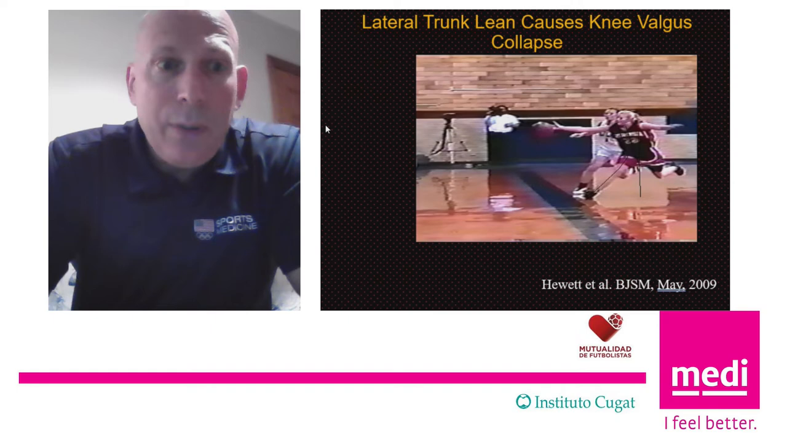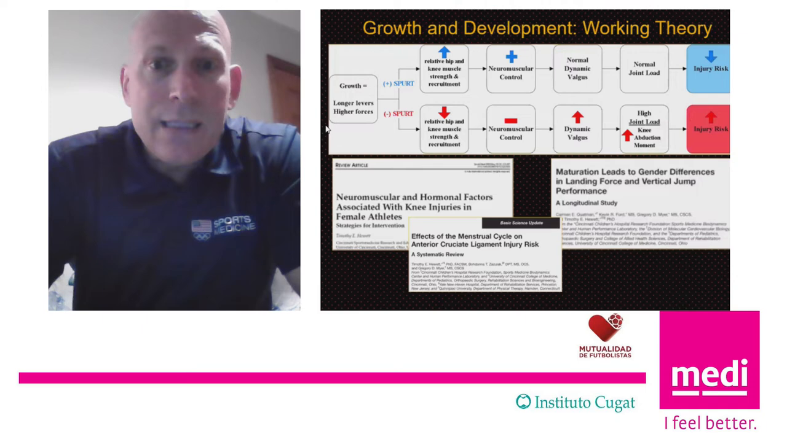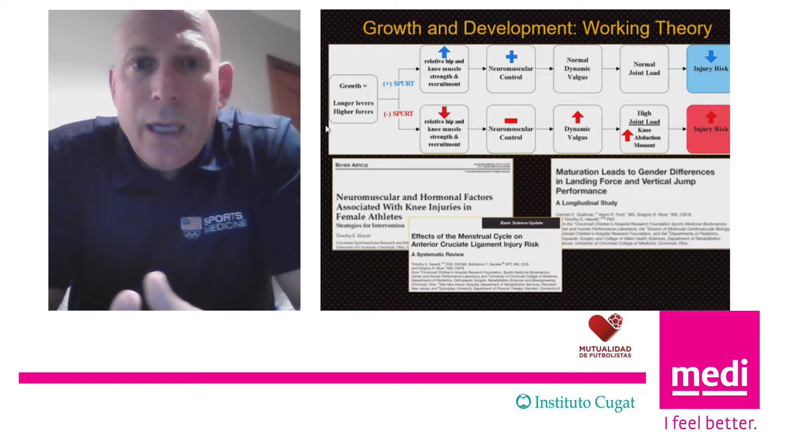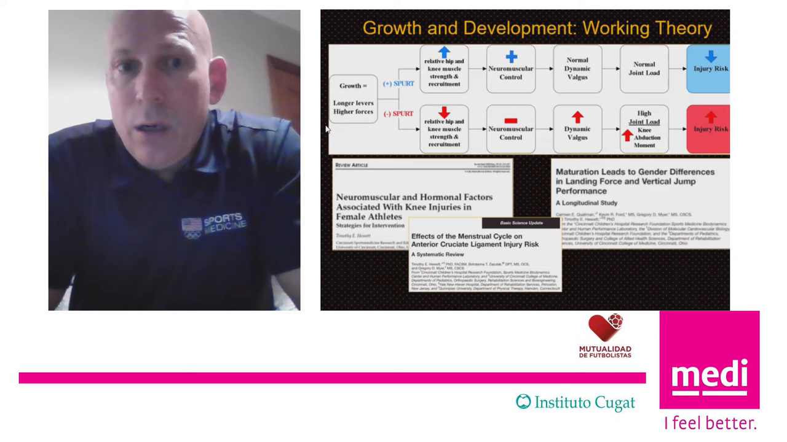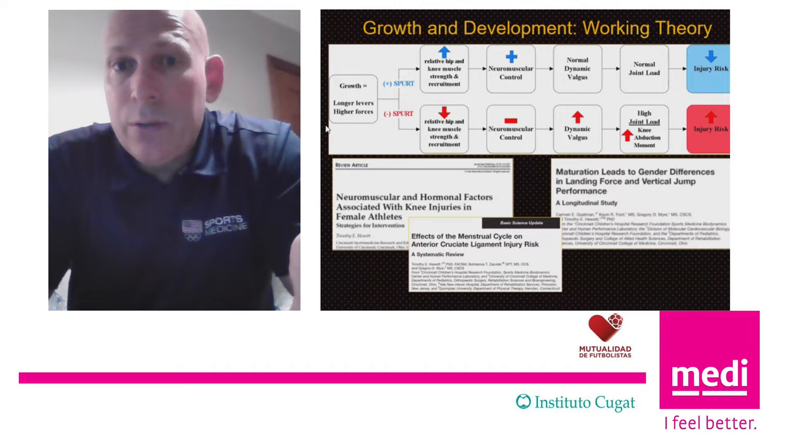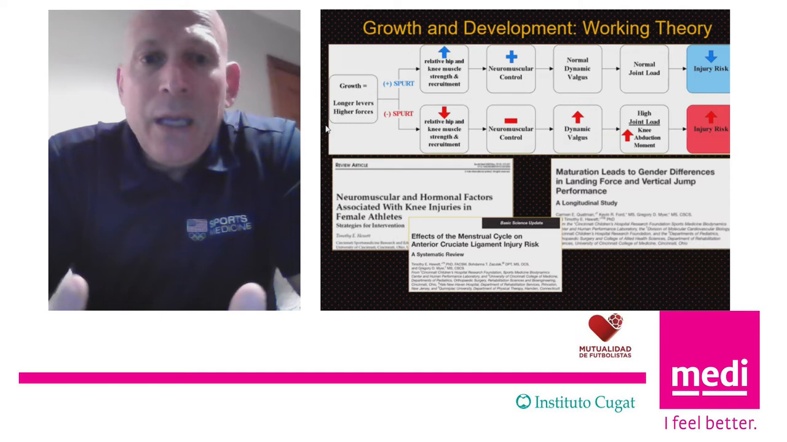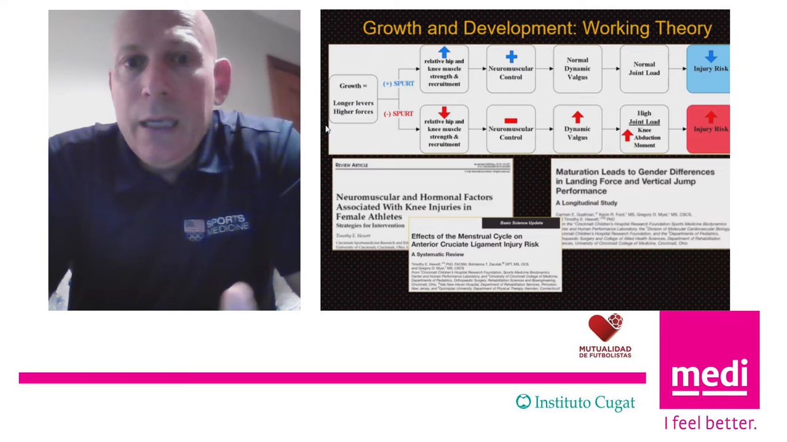So how do we get at primary prevention? Well, we start out with just simple tools like wall jumps, and then we move into more active dynamic tasks. And there's a problem during growth and development, because with growth you get longer levers, longer tibia, longer femur, you've got higher forces, and the center of mass comes off the ground. And with that combination, what you need is a power spurt to match those longer levers and higher forces. And in general, females don't get that. And when you don't get that from the lack of a testosterone spurt, you get decreased relative knee muscle strength and recruitment, decreased neuromotor control, increased dynamic valgus, increased joint load, and increased injury risk.